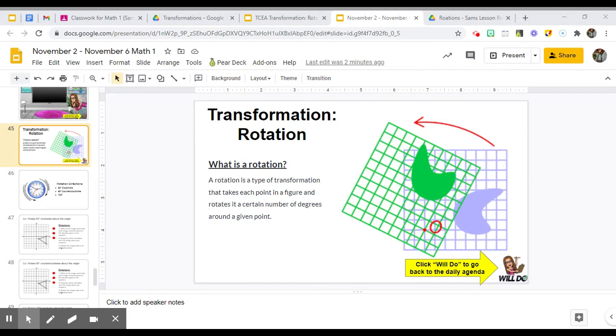So what is a rotation? A rotation is a type of transformation that takes each point in a figure and rotates it a certain number of degrees around a given point. So it's going to turn around. That would be a rotation.